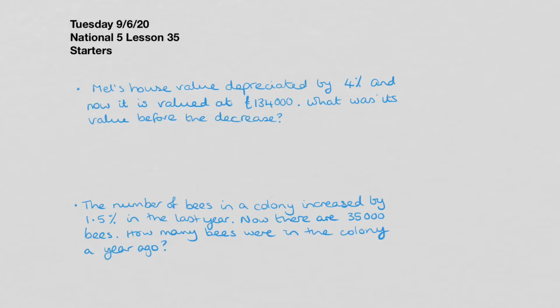Okay? So, Mel's house value depreciated by 4% and now it's valued at £134,000. What was its value before the decrease? Okay, so before it lost that value. So what we need to think of is the percentage change has already happened. The house was at 100% of its value, then it lost 4%. So now it is at 96%.